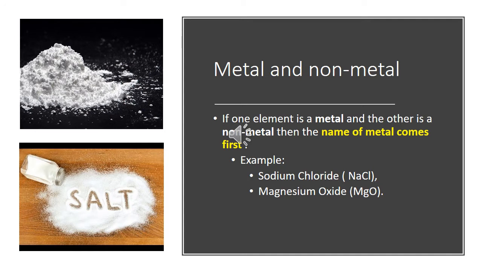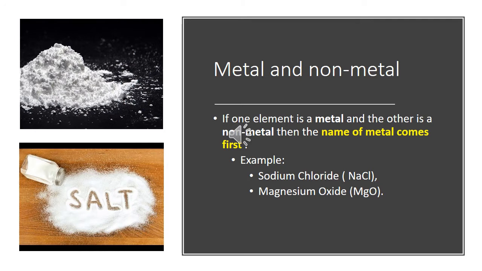So, sodium chloride should be written as NaCl. It should not be pronounced as chlorine sodium because the metal should come first. So, sodium must be first in naming. Hence, the symbol for sodium is Na and the symbol for chlorine is Cl. Thus, sodium chloride is written as NaCl.